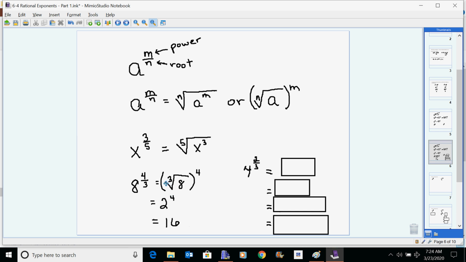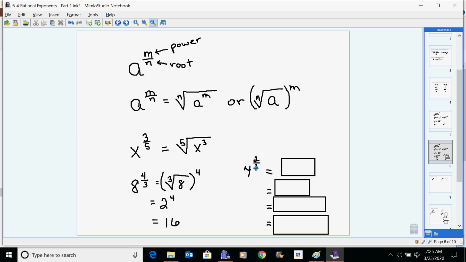So our work comes out to be pretty nice by doing the root first here. On this particular problem, though, there's no easy answer to the cube root of 4. Think about that for a minute. 4 is 2 times 2. There's not a group of 3 to come out.